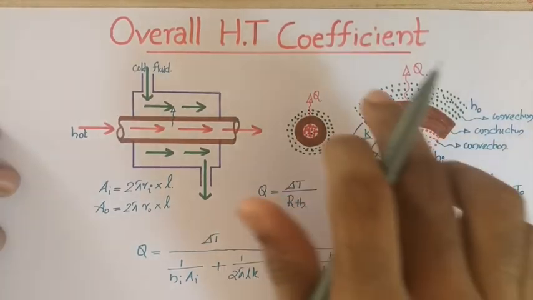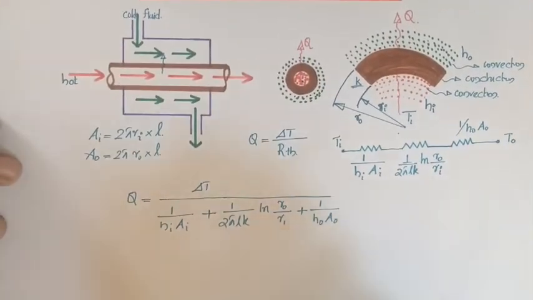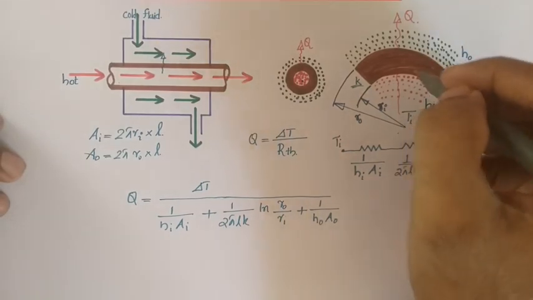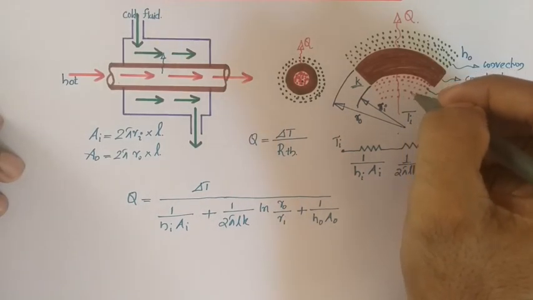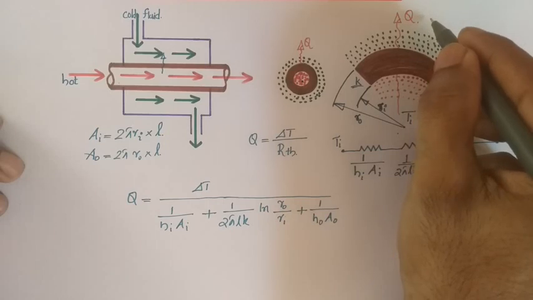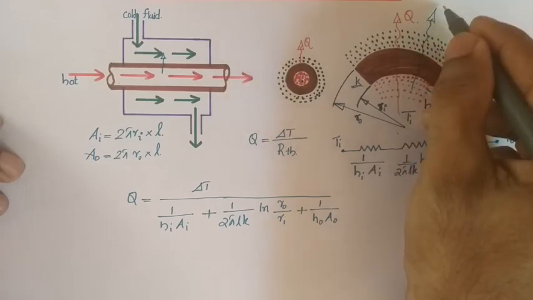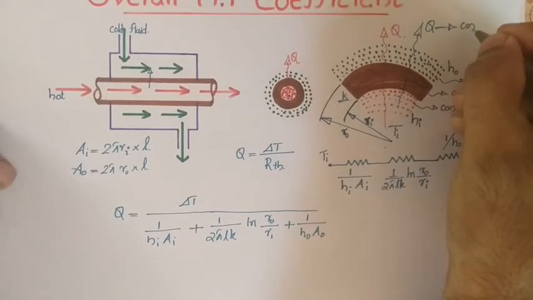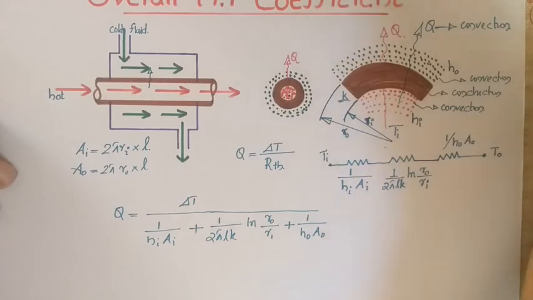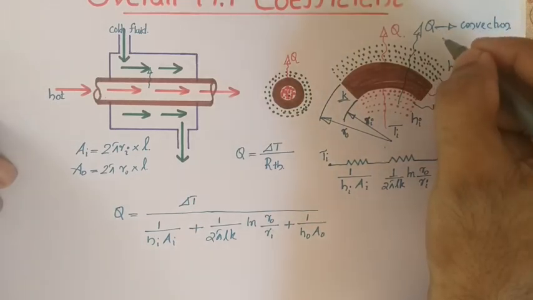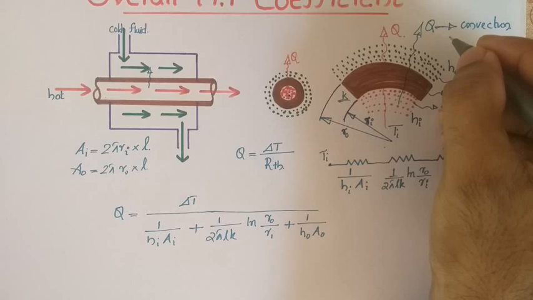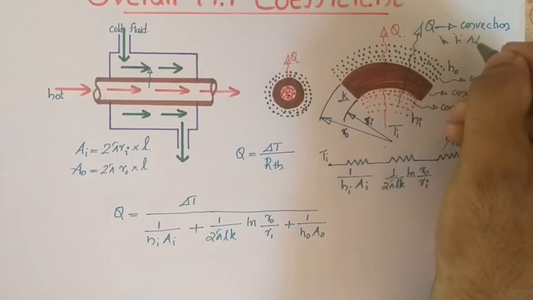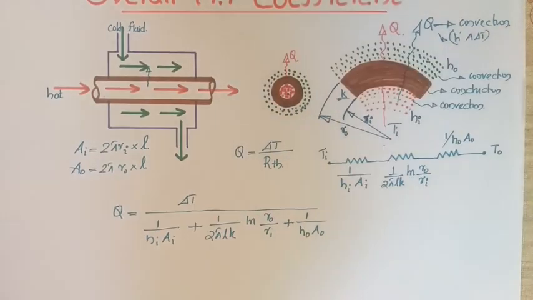Here we will discuss the overall heat transfer coefficient. Suppose you are able to represent the heat exchange Q between the hot and cold fluid by convection phenomena only. Convection can be represented by Newton's law of cooling as h A delta T. So you can represent it in that form, h A delta T.